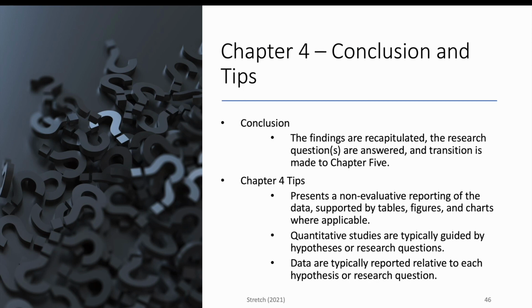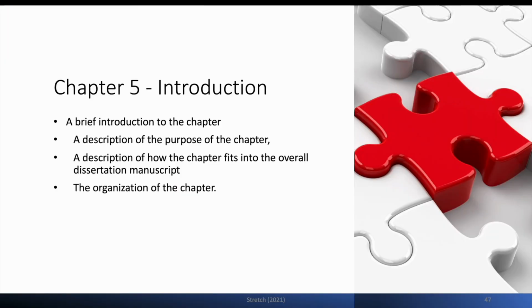Then you're going to conclude chapter 4, and you're going to talk about the summary view of the results, not what it means yet. That's going to happen in chapter 5. And you're going to give some sort of transition into the discussion of the results section. So chapter 4 is really like this unbiased, objective perspective of the data. And now we're going to move into chapter 5.